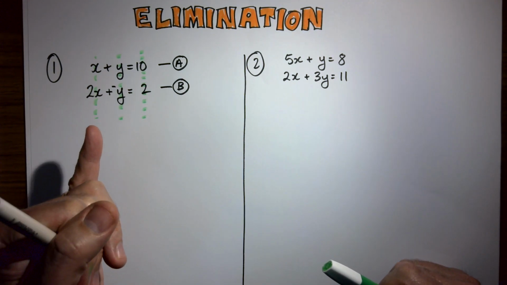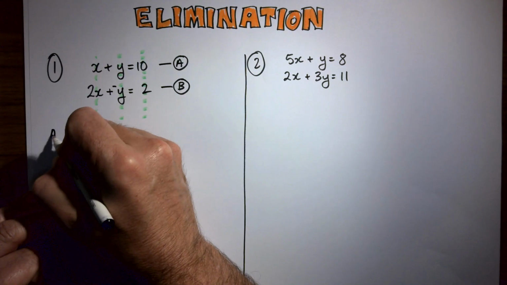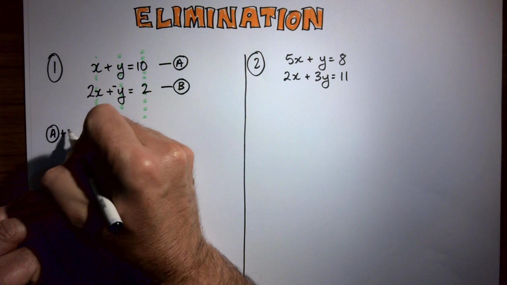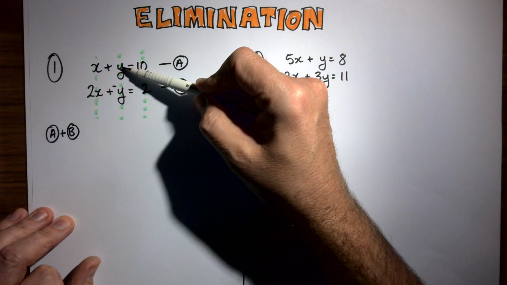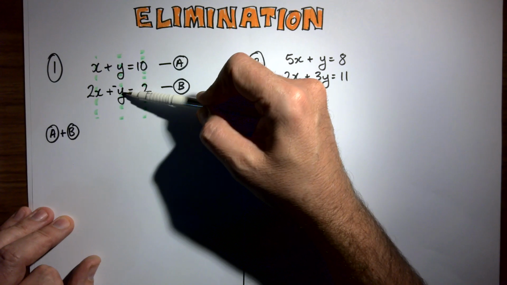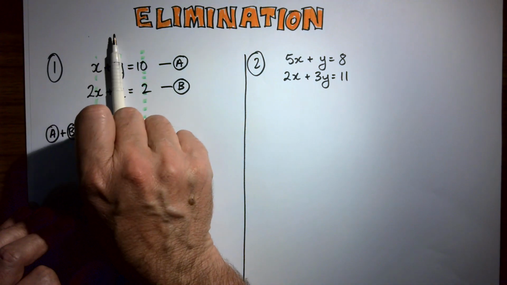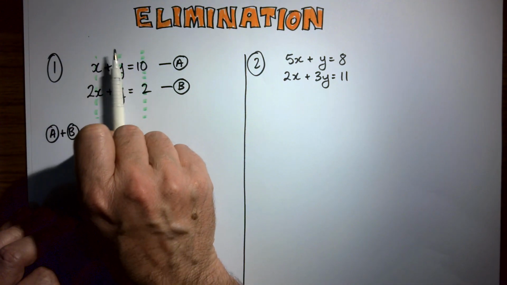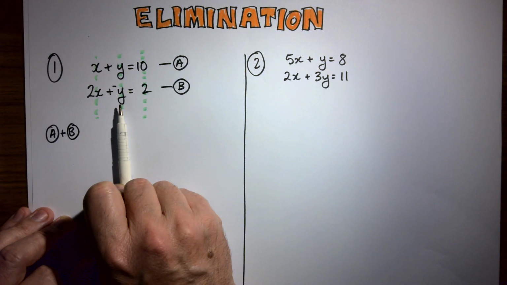So I'm going to get equation A and I'm going to add it to equation B. Now, why did I decide to do that? Well, because this y is positive and this y is negative. So if I add these three columns together, when I add this column, that is going to vanish because y, whatever y is, y plus negative y is 0.